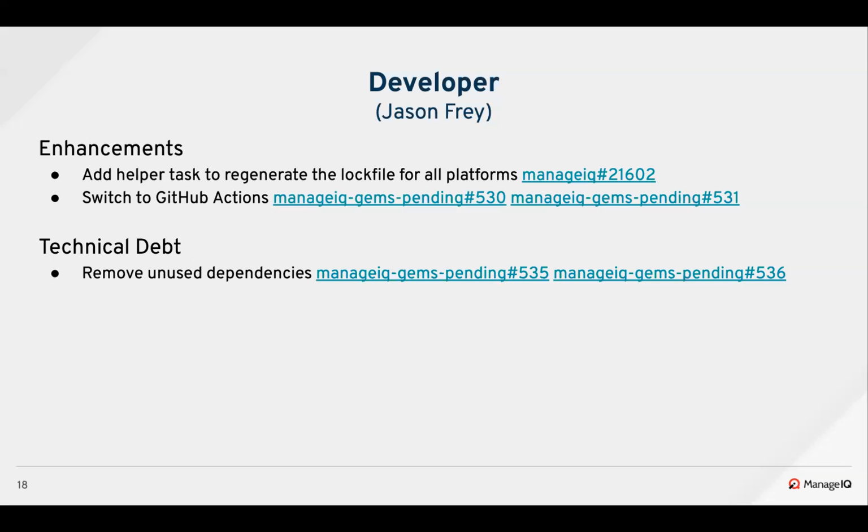And finally, on the technical debt side, while I was in the GitHub Actions, I noticed that we had a lot of dependencies declared that were not actually being used. There's a lot of code that was removed from gems pending over the past couple years. And when the code was moved out, none of the dependencies were moved. So that removed the number of dependencies, about 7 or 8 of them. While it won't affect the final build, it will affect development in gems pending and the transient dependencies, especially. There was a number of transient dependencies removed as well. And that's it on the developer side.